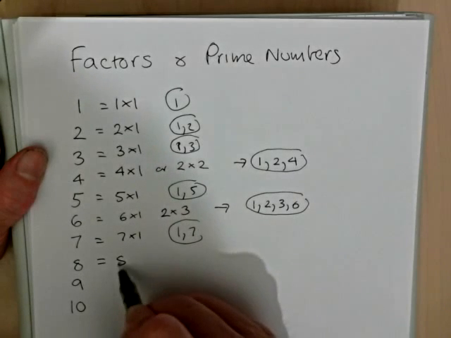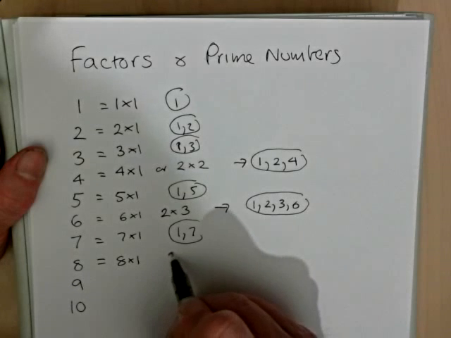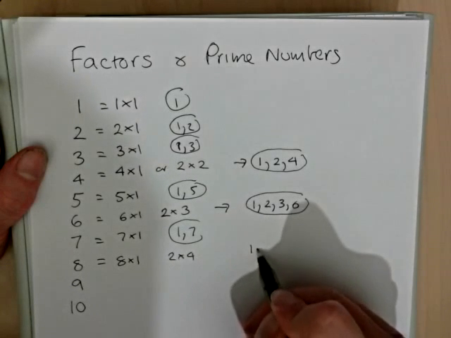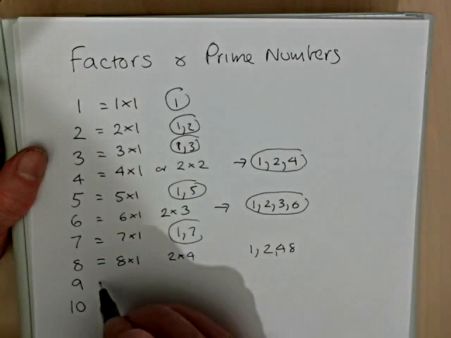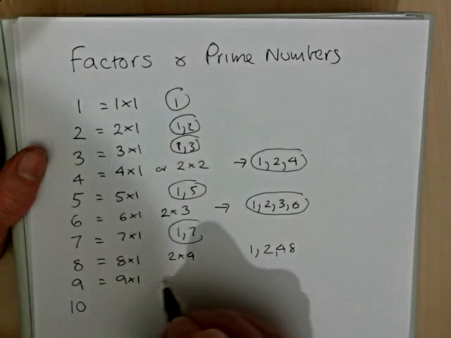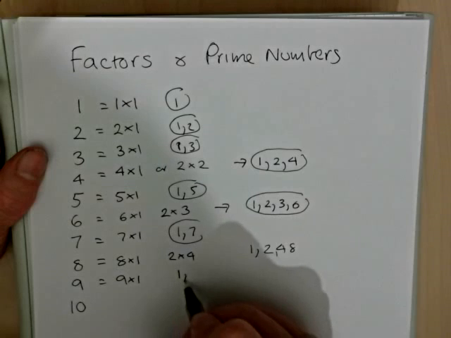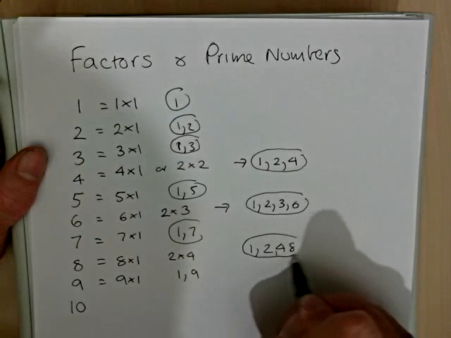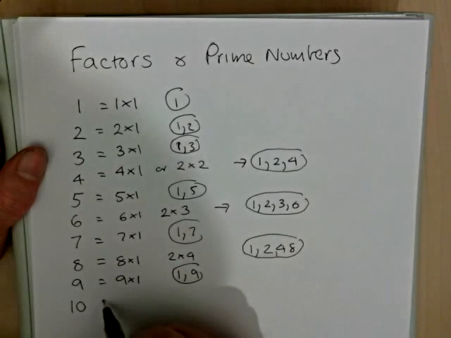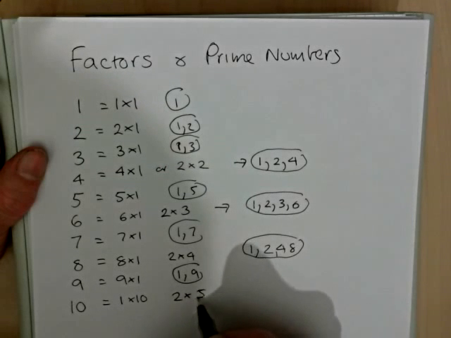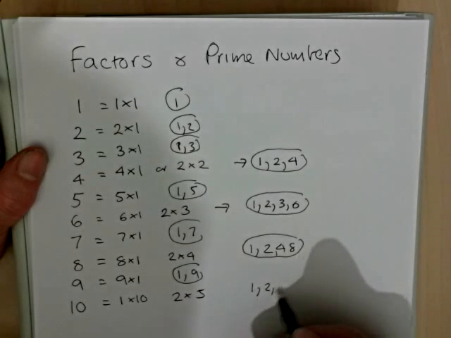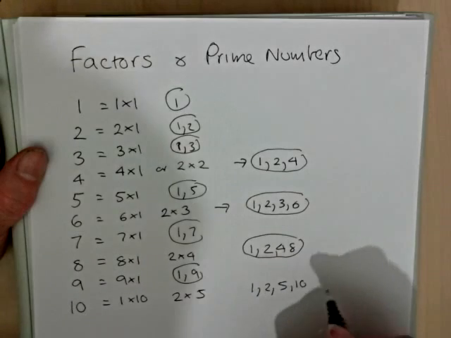Into 8, we've got 8 times 1, but we've also got 2 times 4. We've got 1, 2, 4 and 8. 9, we've got 9 times 1, so that's just 1 and 9. So I'll circle these. And finally with 10, we've got 1 times 10, or 2 times 5, so that gives me 1, 2, 5 and 10.